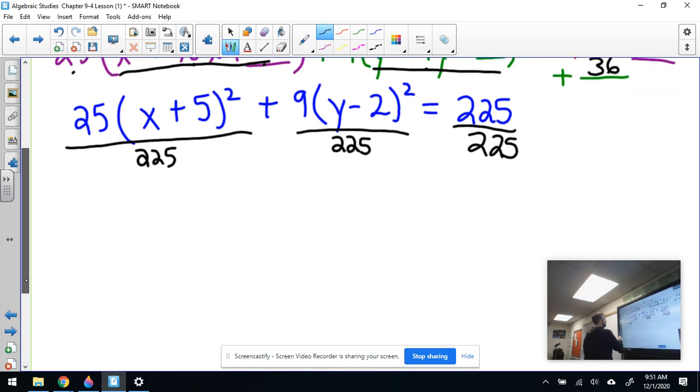Okay? So that's going to change some things. Now I have a 25 over 225. And you can probably guess that it's going to simplify as a fraction. So what we're going to do is do that on our calculator.